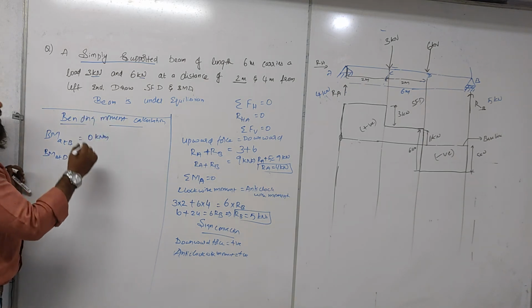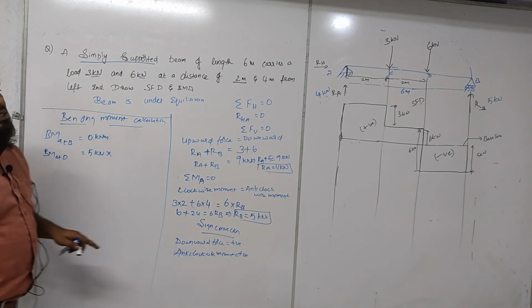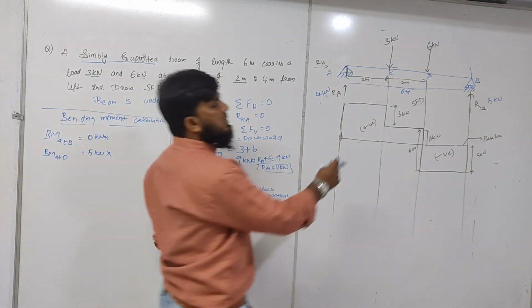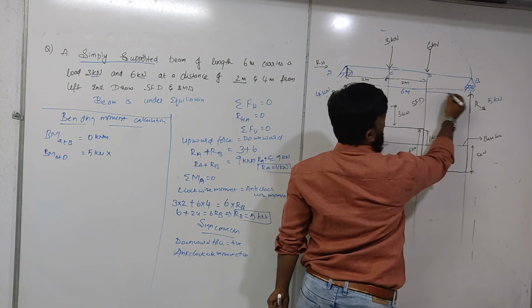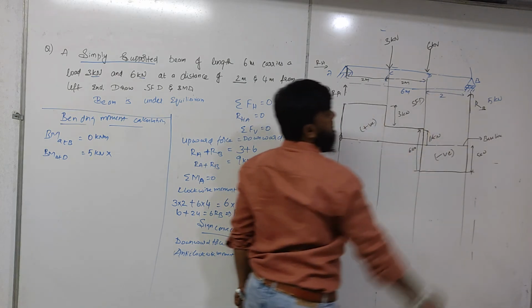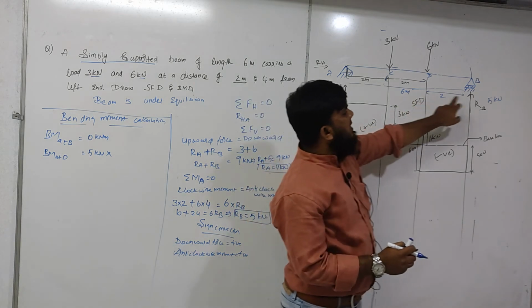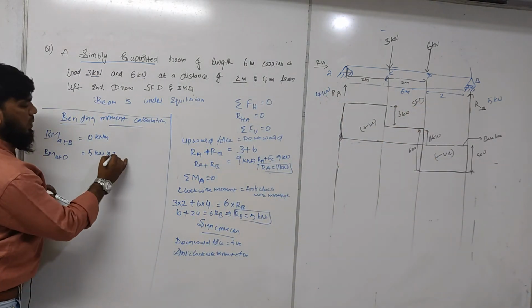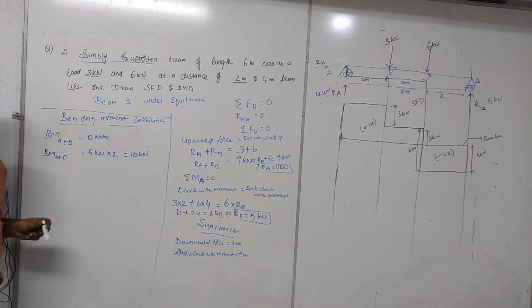So what is the load or force here? 5 kilonewton into what is the distance between 5 kilonewton and point D? Since total is 6, these two together is 4, so this distance will be equal to 2. Obviously the distance will be equal to 2 meters. So I will take the distance here as 2 meters. That is equal to 10 kilonewtons.